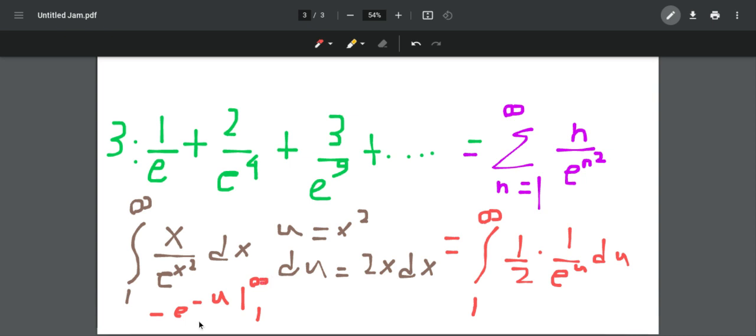As it goes to infinity, e to the negative infinity is just 0, so we have 0. And then at 1, we have negative e to the negative 1, so we have minus minus 1 over e. So all in all, we have 1 over 2 times 1 over e, which is the same as 1 over 2e. And definitely this converges because the integral converges. And that's it for this video.